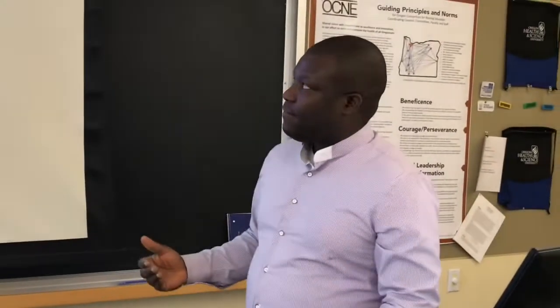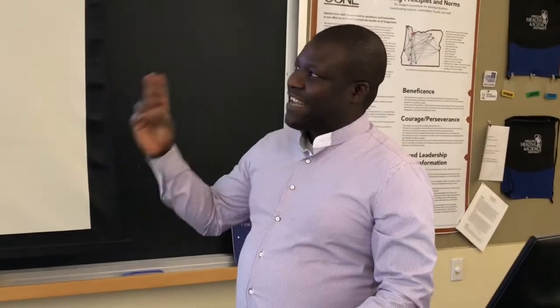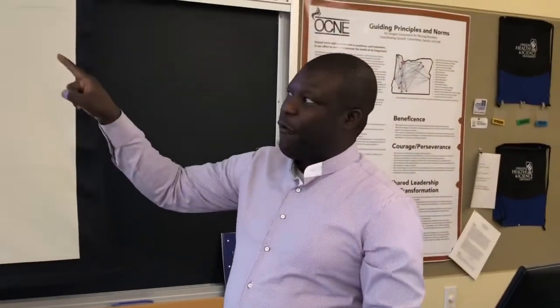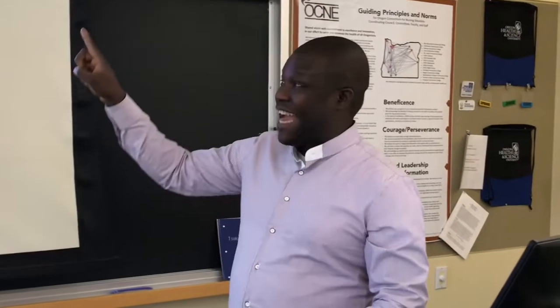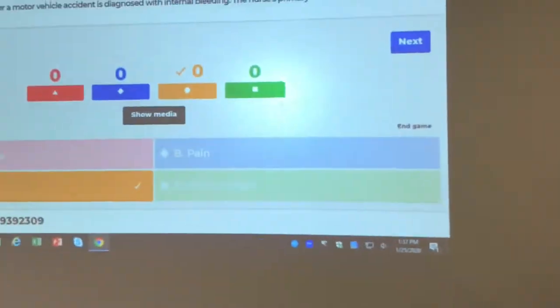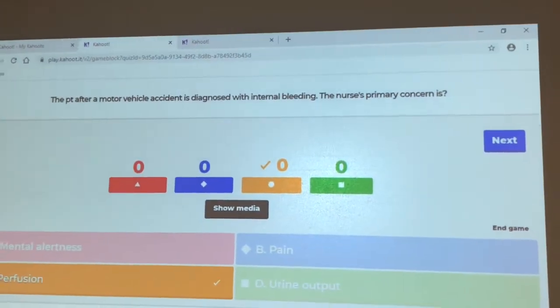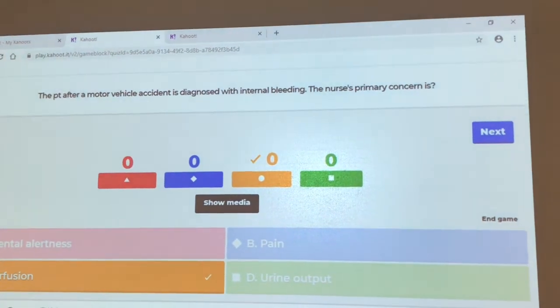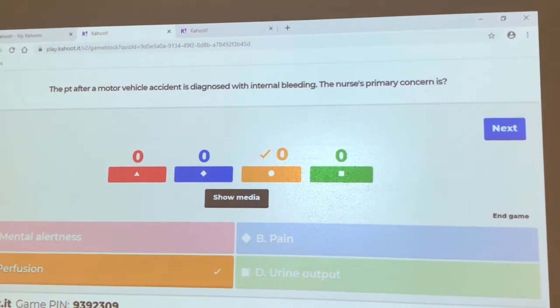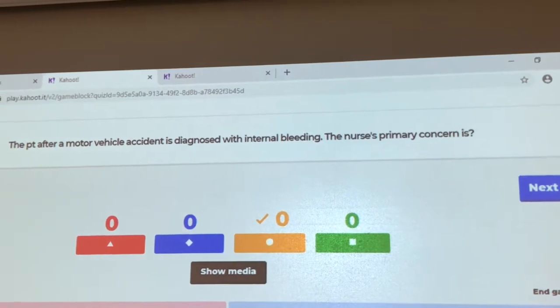When you look at this question, a patient is bleeding. For every question in NCLEX, there are two things. They are going to give you background information about the patient, then they are going to ask the question. The background information is that the patient was diagnosed with internal bleeding after a motor vehicle accident. What is going to be your primary concern?